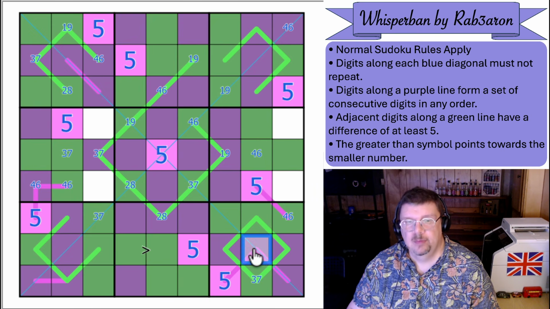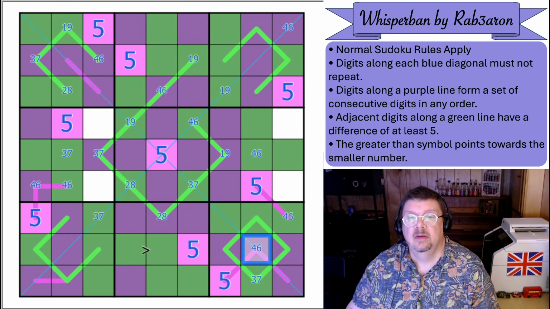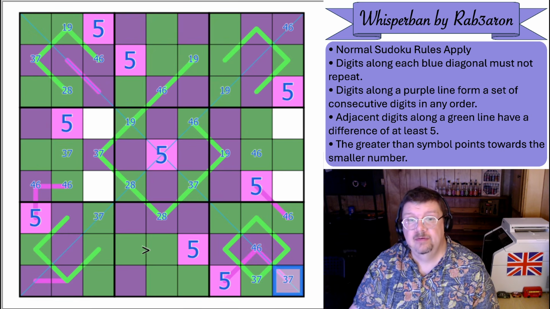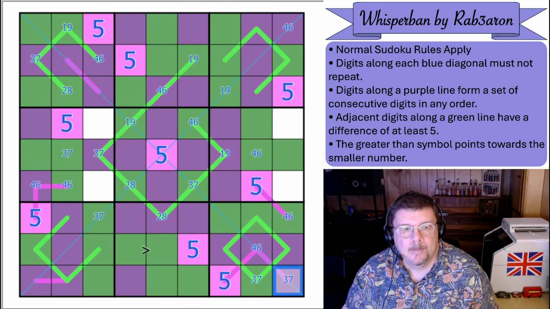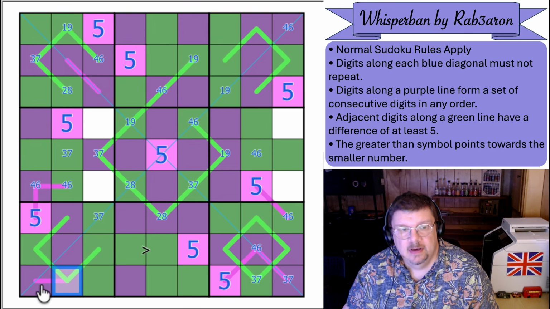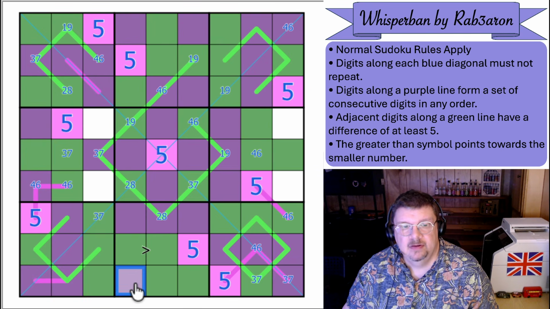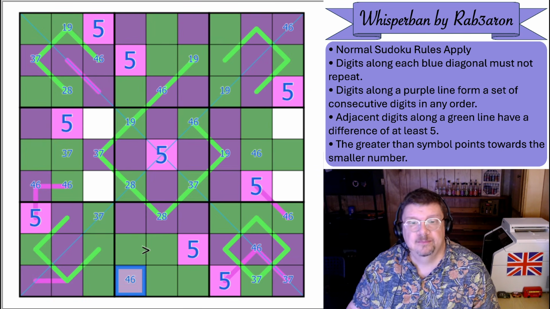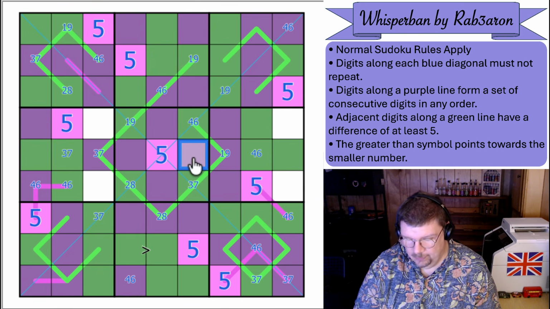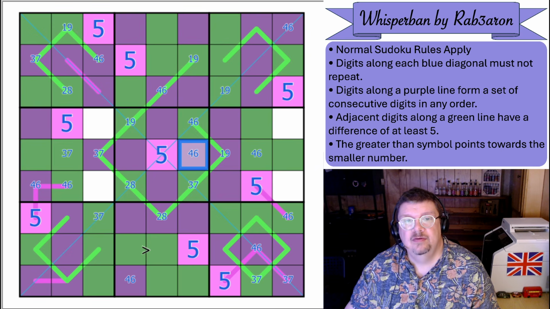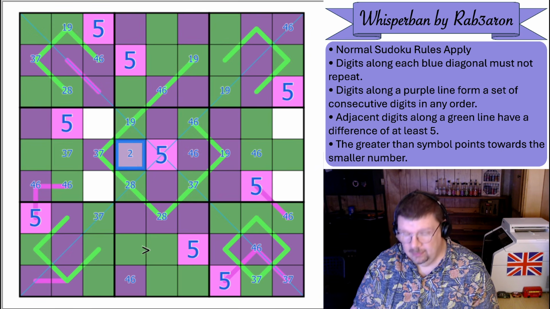And now this is the purple 4, 6. And this is the purple 3 or 7. And the purple 4, 6 can't go here by German Whisper, and it can't go here by the diagonal. So this is the purple 4 or 6. And now this is the purple 4 or 6. This is really, really nice. That makes this the purple 2 or 8.